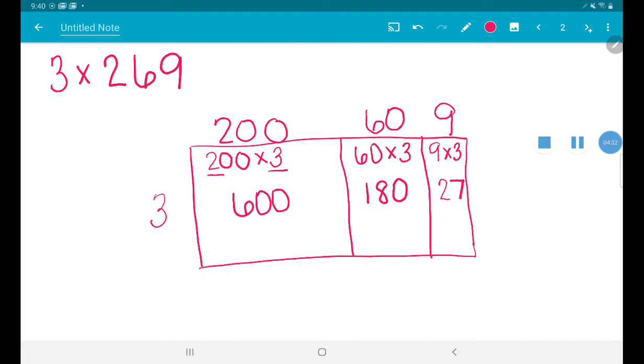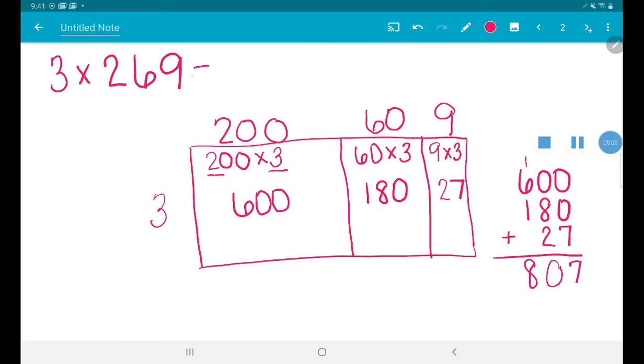So we're going to add them together. We've got 600 plus 180 plus 27. Where does that 7 go when I'm adding? What place value is that 7 in? The 1s. So make sure that you line your place values up. 0 plus 0 plus 7 is 7. 0 plus 8 plus 2 is 10. Write down my 0. Regroup the 1. 1 plus 6 plus 1 is 8. 807. Very good. My answer is 807.